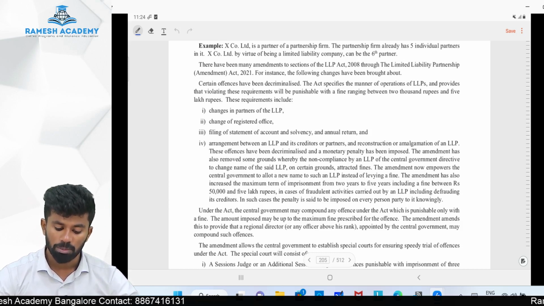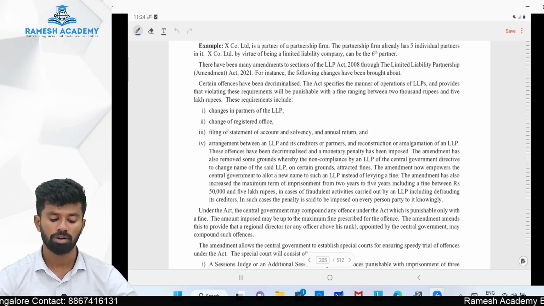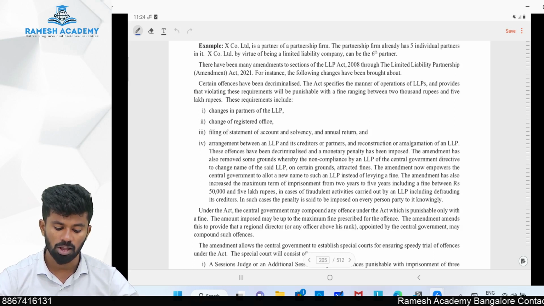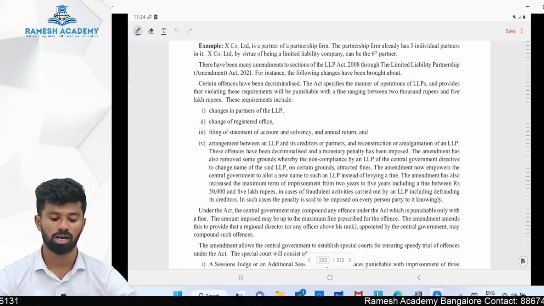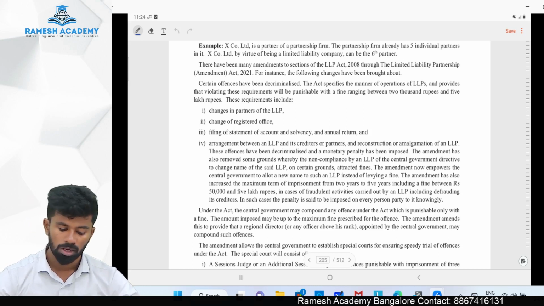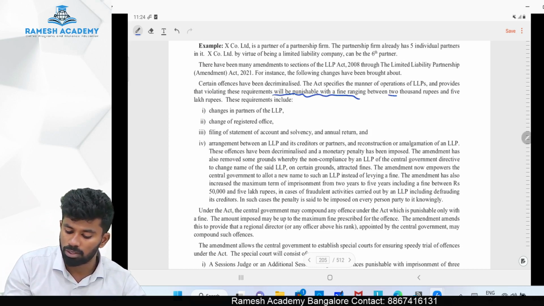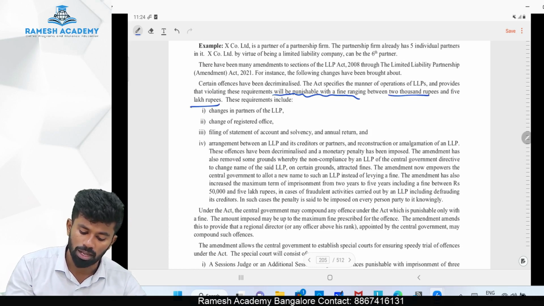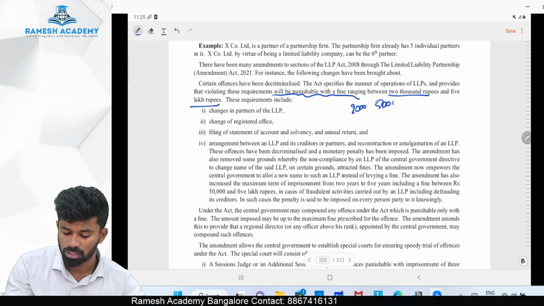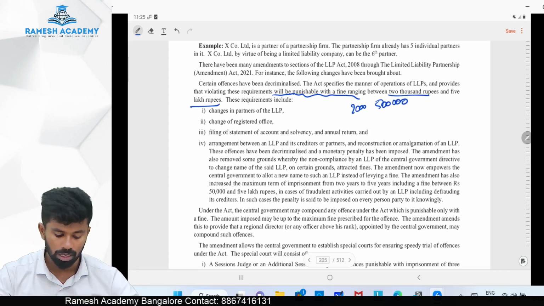There have been amendments to section numbers of the LLP Act, through the LLP Amendment Act 2021, which has brought about decriminalization of certain offences. Before, certain offences were criminalized, but now they are decriminalized. Violating these requirements will be punishable with a fine between 2,000 rupees and 5 lakh rupees. That is the maximum penalty given in the amendment to the LLP Act.